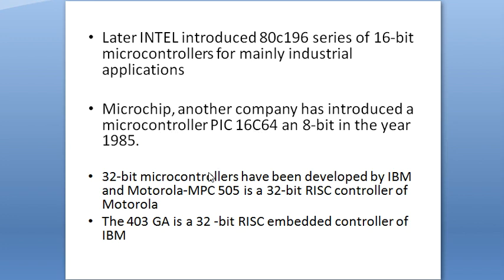After that, in the same years, IBM and Motorola introduced a 32-bit microcontroller, called the MPC 505, which was a 32-bit RISC controller. There was one more, the 403J. It is a 32-bit RISC embedded controller, again designed by IBM.